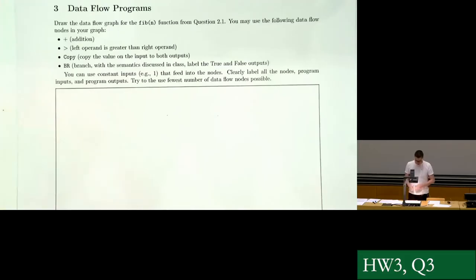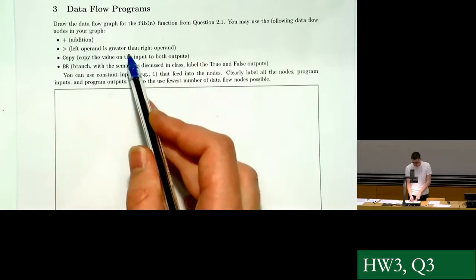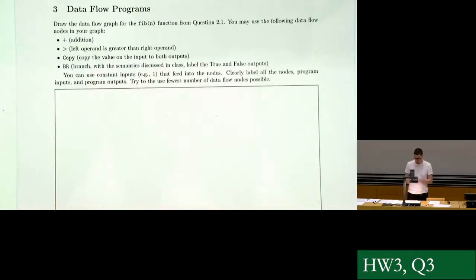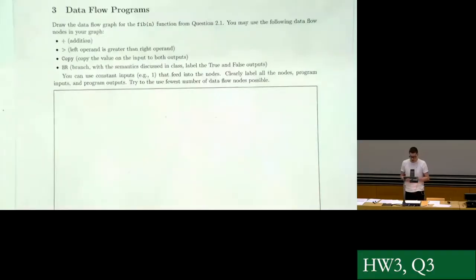So this question asked for a Fibonacci function implementation, right? It gives you some nodes that you can use, such as addition and greater-than operand, then copy and branch. You are allowed to use only those, and also you can use constant inputs to feed to your nodes.